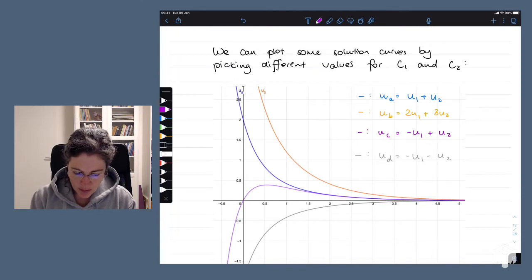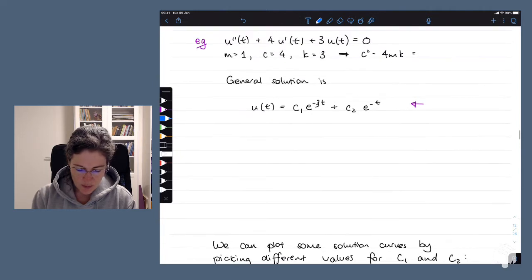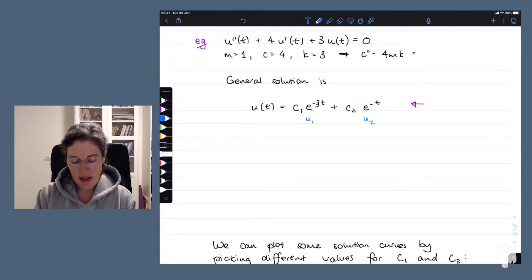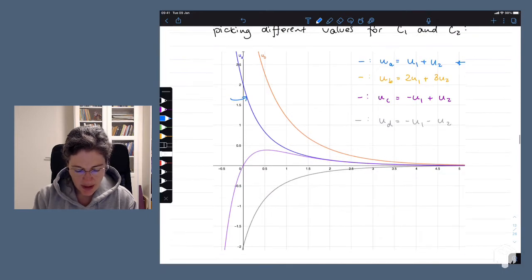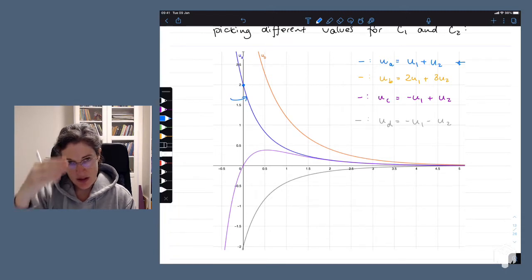So, for example, the first plot that I made here, this blue one, which is this line over here. Here I just took the U1 and the U2 that we found over here, and I let my constants equal 1, and plotted that, and we get the blue line over there. So you can see that our system starts at some point, and then it just decays towards 0.